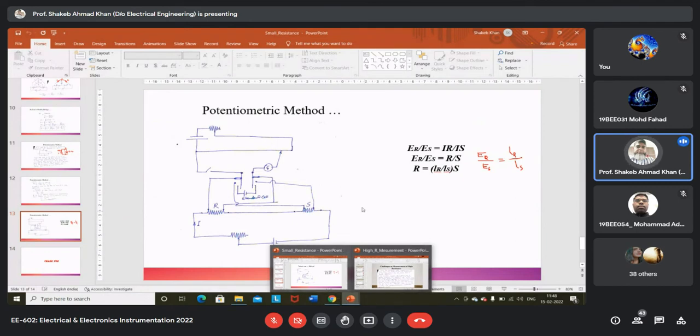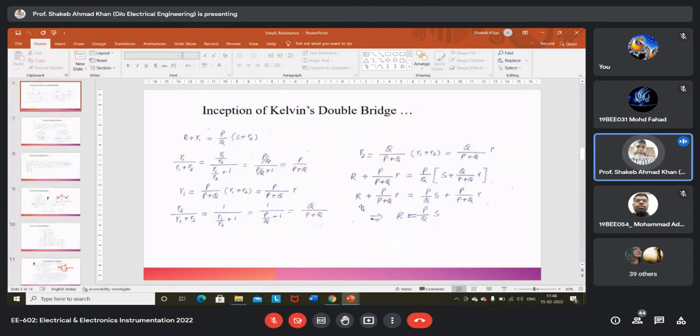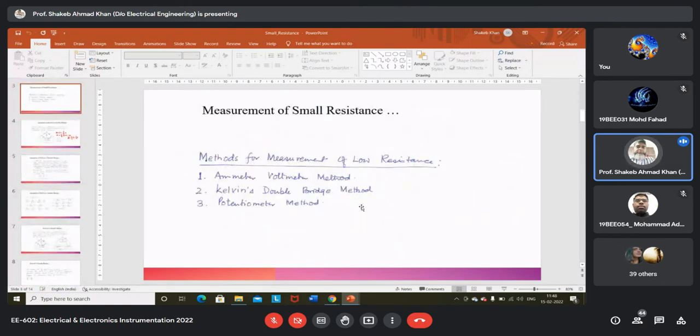Now, all three methods we have discussed as far as small resistance measurement is concerned: ammeter voltmeter method, Kelvin's double bridge method, and potentiometer method. These methods are prominently used for measurement of small resistance. When your resistance value is very small, or there is a small change in resistance, then we use any of these methods. And Kelvin double bridge is considered a good method for measurement of small resistance. So all these methods we have discussed.